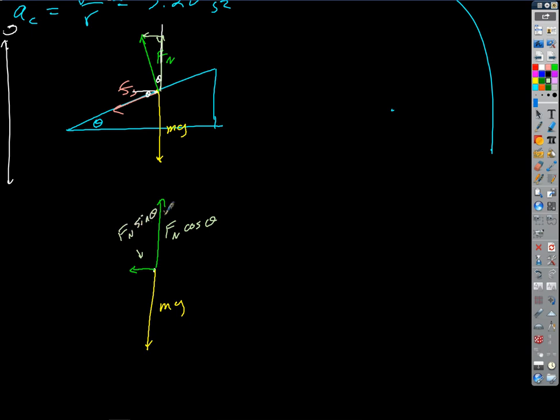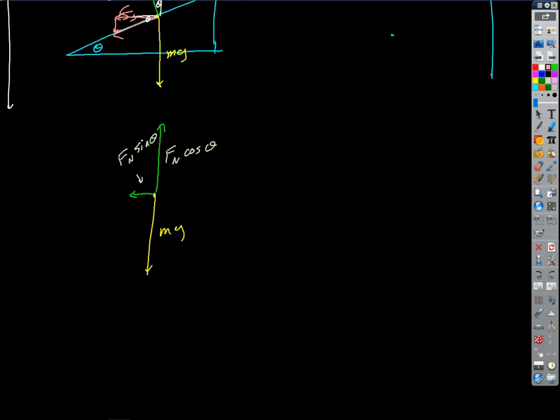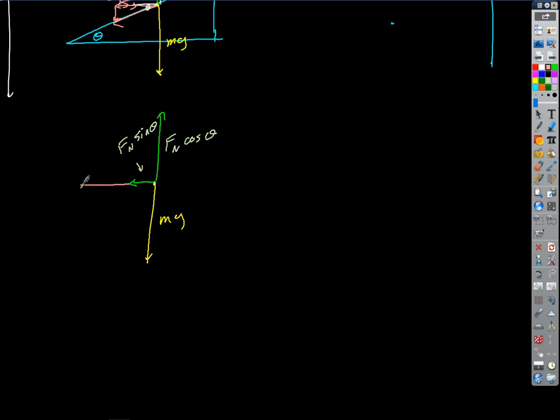What about friction? Friction is going to break up into a horizontal component, cosine or sine? Cosine, right, because it's adjacent, and a vertical component. So let's add those. So we're going to get F cosine theta, and a little bit going down, F sine theta, right? Make sense? Okay.